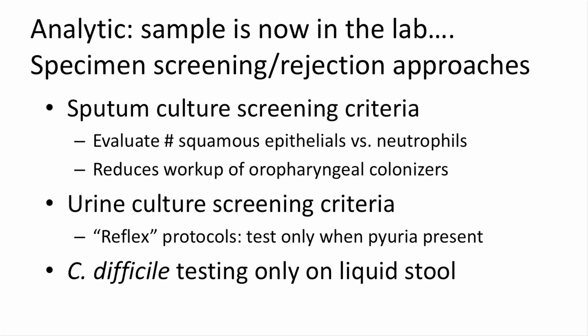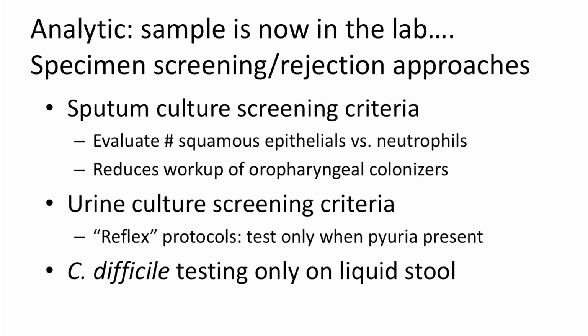So now let's move from pre-analytic to analytic. So now your sample is in your laboratory. One of the first steps for many samples is to screen that sample and potentially reject it if it's not going to give you good information. The most common that you all probably know about is every lab does screen sputum samples to make sure that they're not working up oropharyngeal contaminants as opposed to the actual cause of a respiratory tract infection.